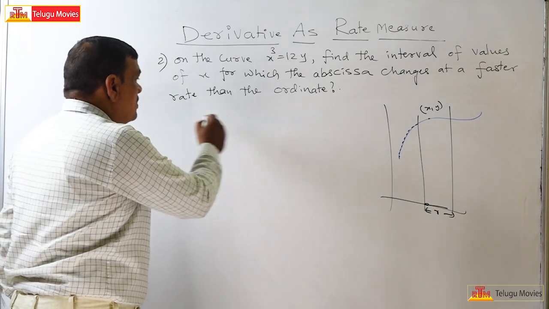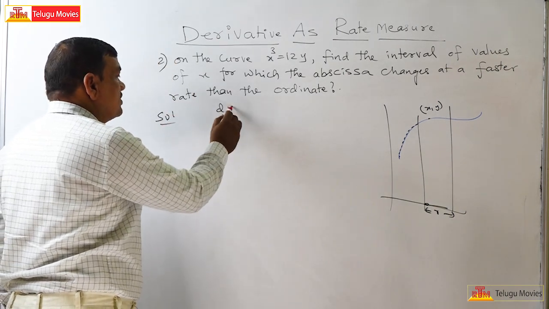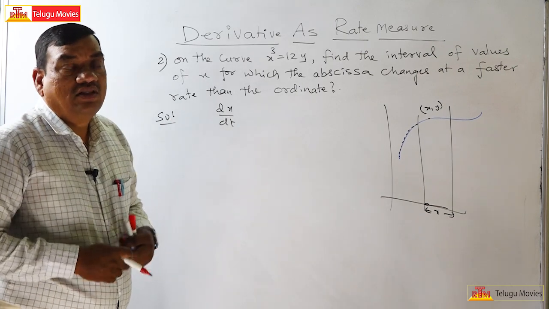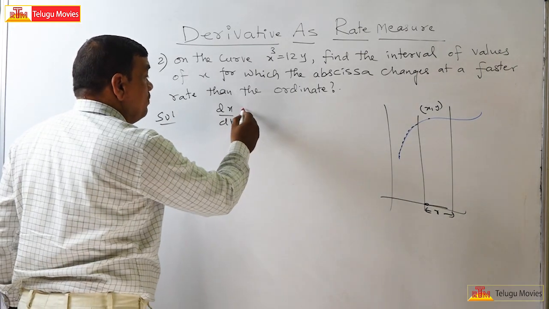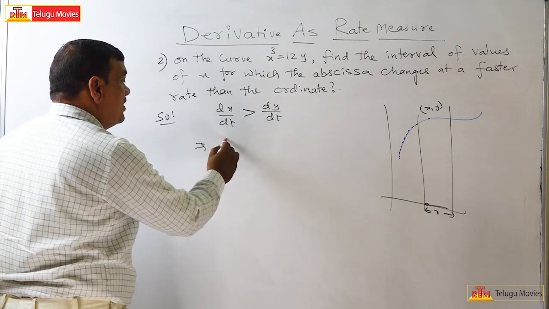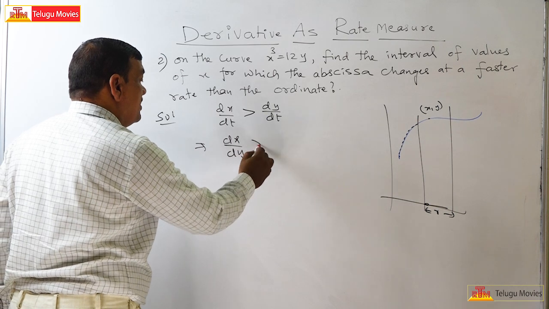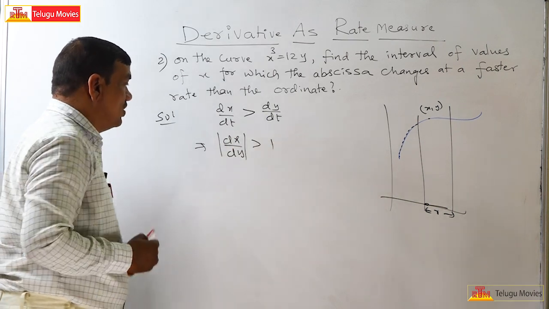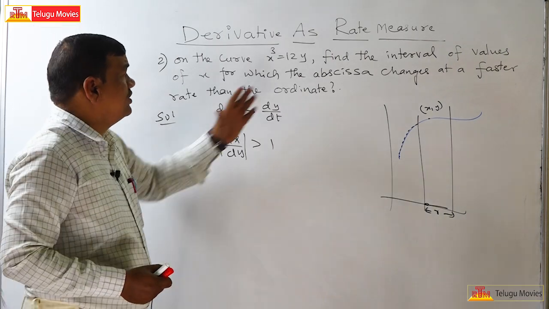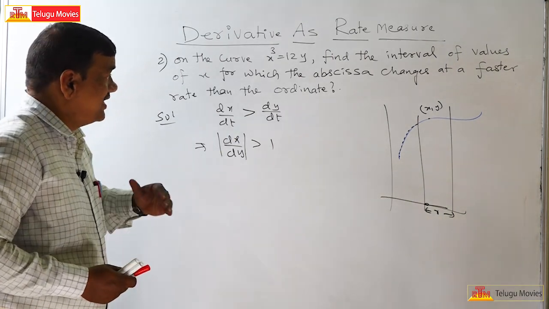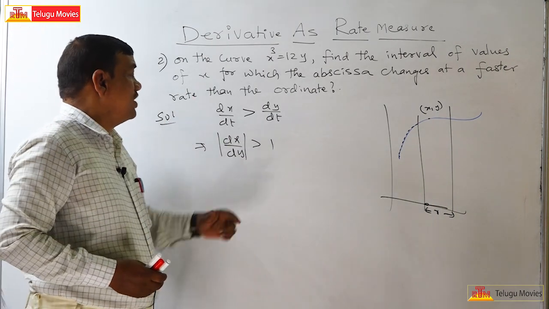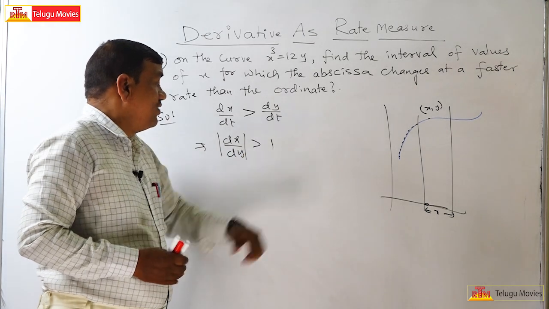Solution. The rate of change of x should be greater than the rate of change of y. This can be written as modulus of dx by dy greater than 1. Of course, modulus. Why? Because here only the positive change matters, not the negative change. The abscissa should change at a faster rate than the ordinate.